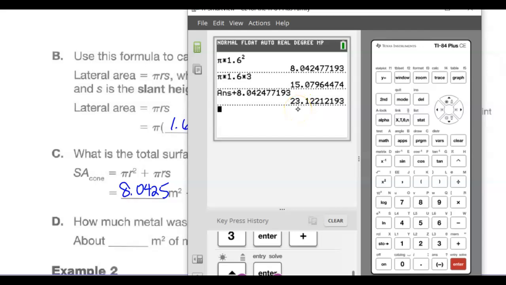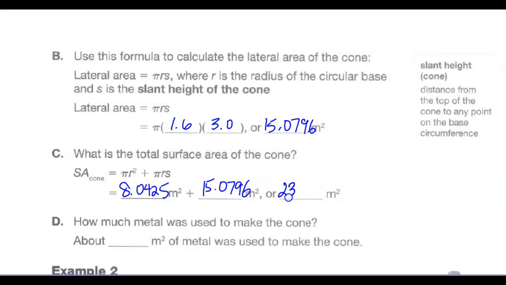So 23.1221, I'll go to 4 decimal places. And then basically, if I round to the nearest whole number, it's 23 meters squared. Okay.